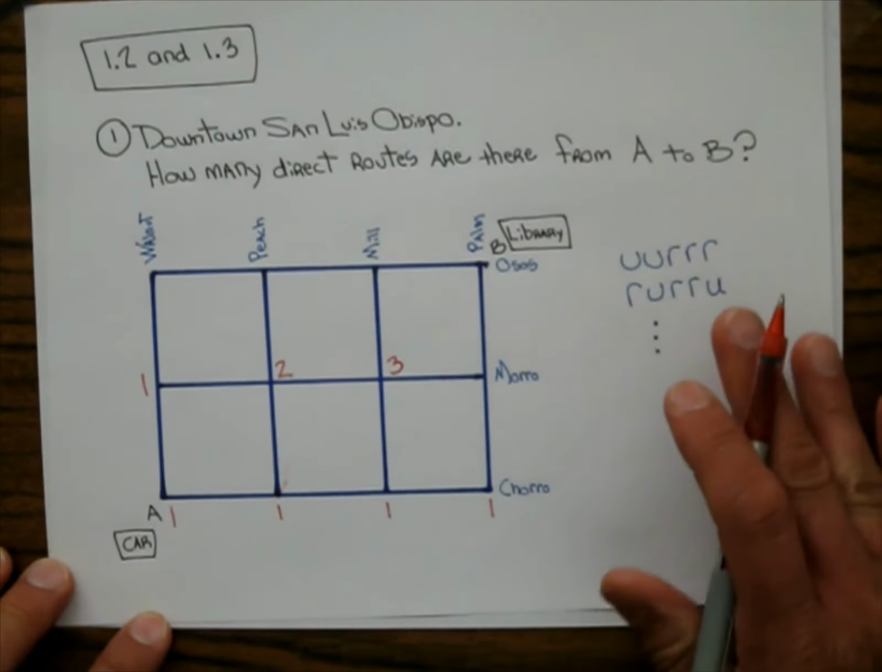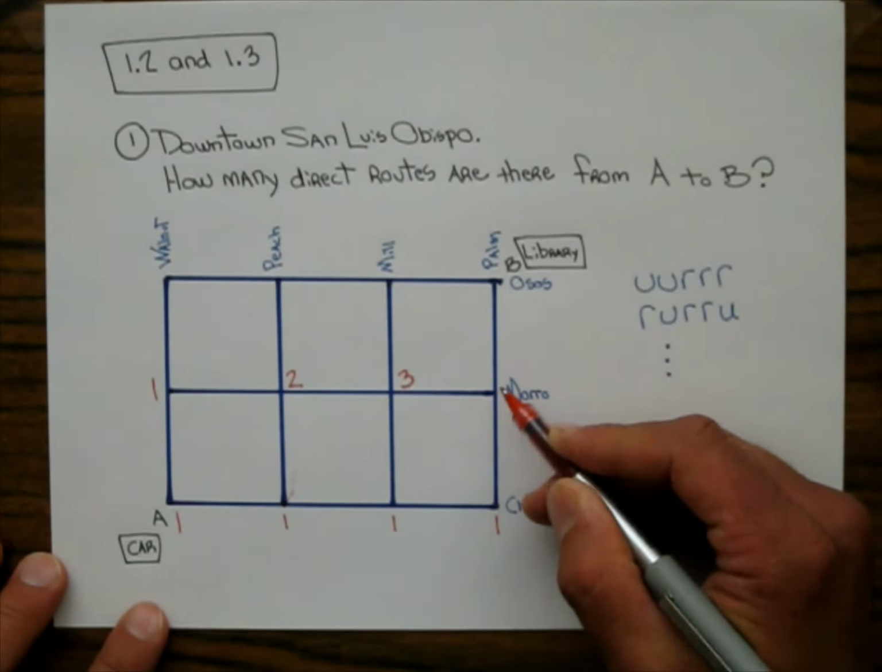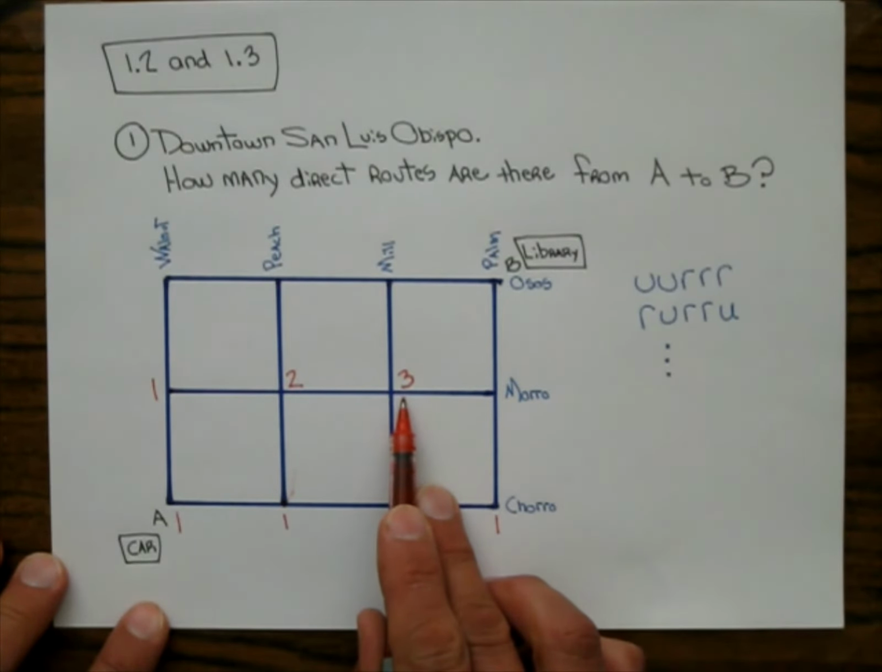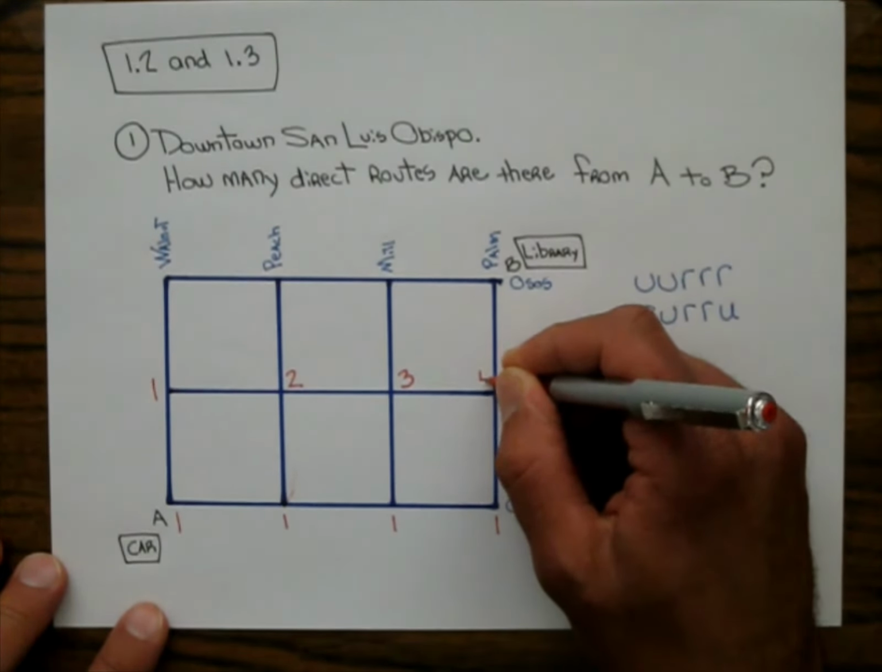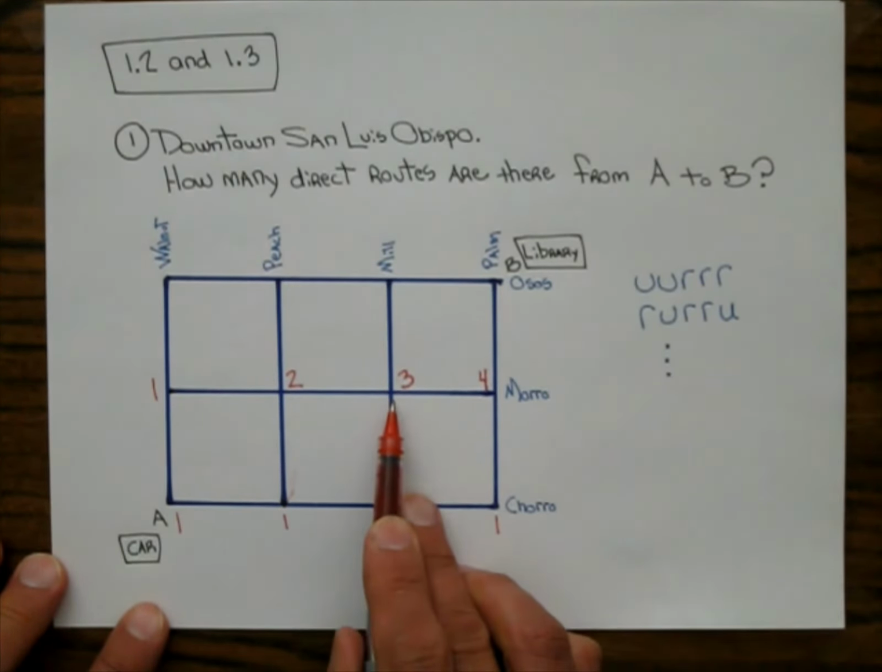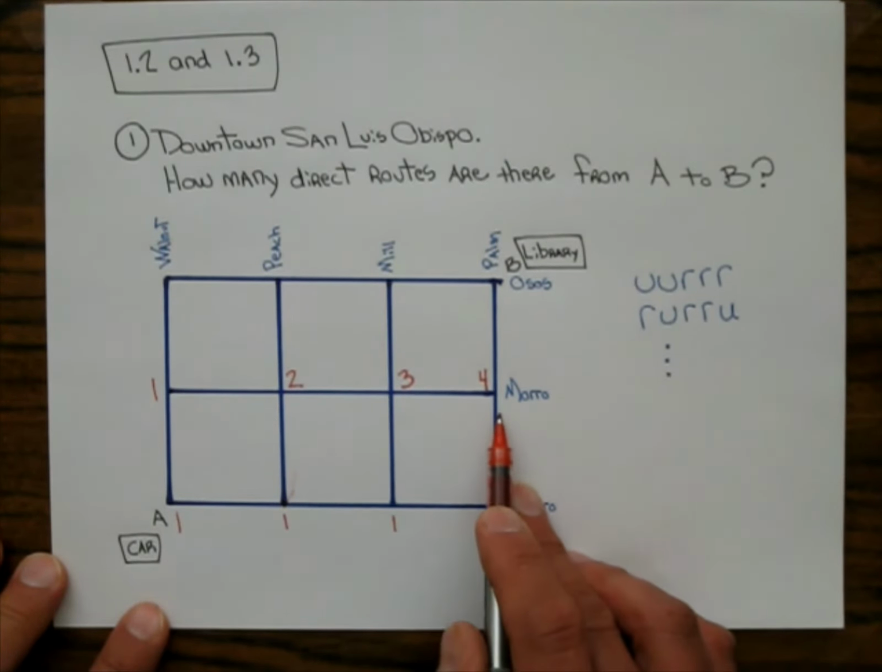So how do you think I'm going to get the number that goes here if the library was here? I'm going to go 3 plus this 1 right here, and that's going to give me 4, because there's 3 ways I could have come from there, and 1 way that I can come from below. And that's the way where you go like this and up.